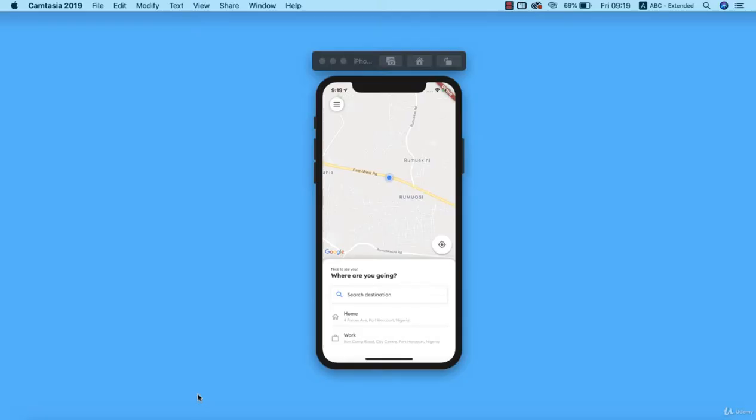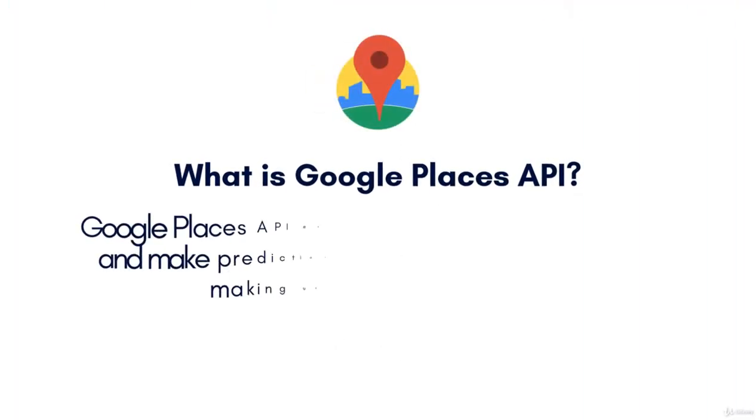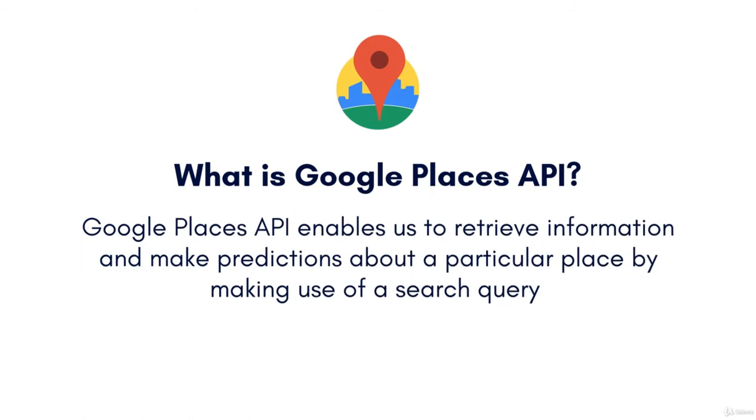In this lesson, we are going to be talking about the Google Places API. So what exactly is Google Places API and what do we use it for? The Places API enables us to retrieve information about a particular place by us providing a search query.